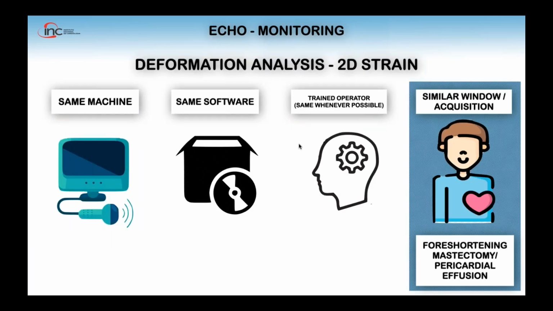For strain analysis, it is never too much to emphasize important technical issues that may influence results. To avoid bias, it's recommended to use the same machine, the same analysis software, and acquisition and analysis made by a trained operator. And very important for breast cancer patients, use a similar window for comparison, as patients may be scanned before and after mastectomy, for example.